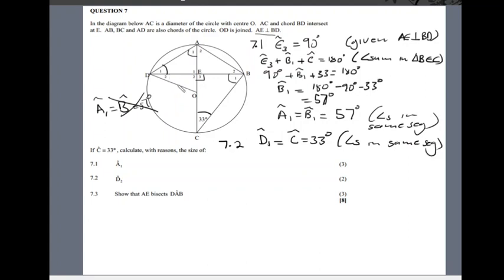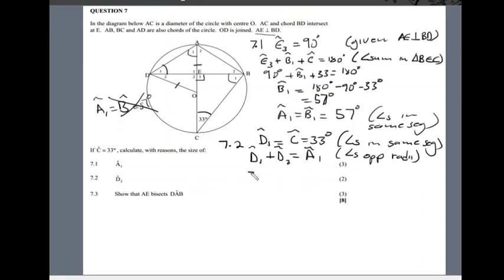And then notice ukuthi OD and OA are equal because they are radii, right? So therefore angle A1 should be equals to angle D1 plus D2, right? Or ungati angle ODA is equals to angle A1, reason angles opposite equal sides. So mina ngizoti D1 plus D2 is equals to angle A1, right? Reason angles opposite equal sides, or angles opposite radii, right?